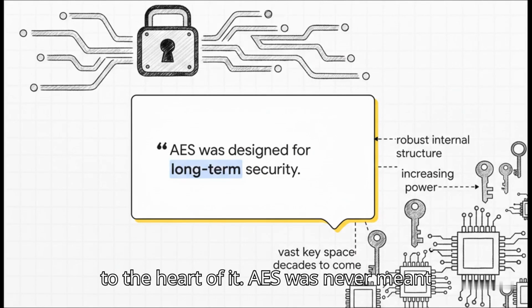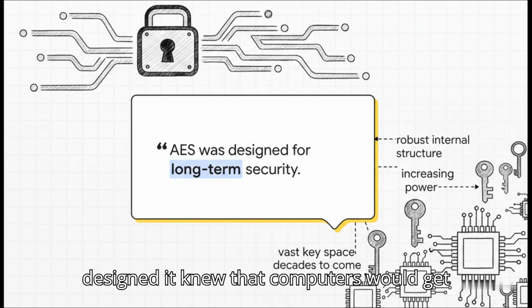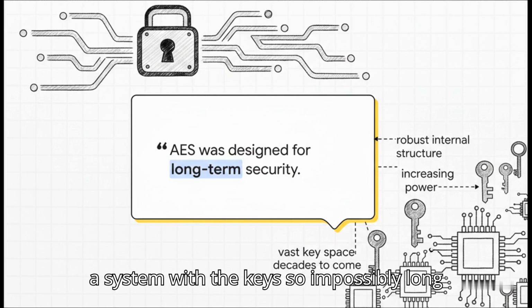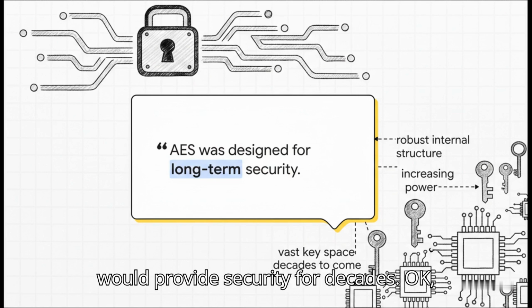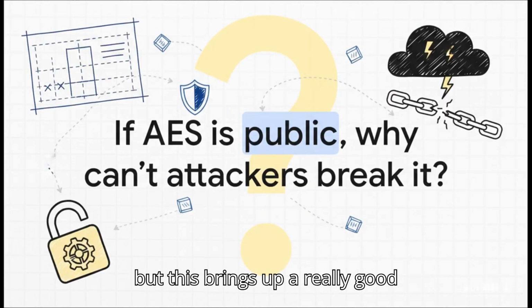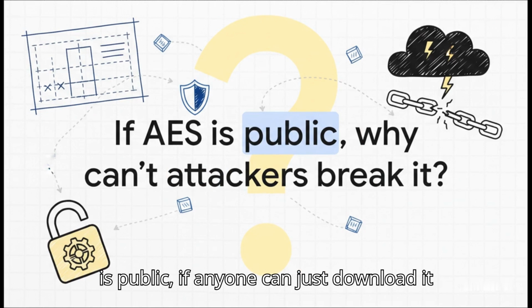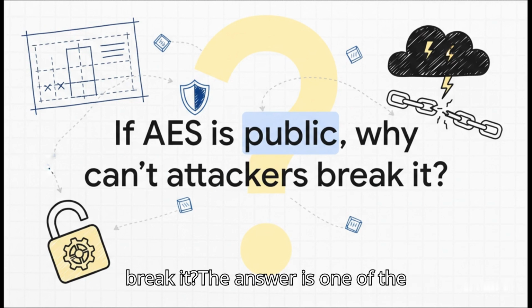And that gets to the heart of it. AES was never meant to be just a patch. The people who designed it knew that computers would get faster and more powerful. So they created a system with a key so impossibly long and an internal design so tough that it would provide security for decades. Okay, but this brings up a really good question. If the entire blueprint for AES is public, if anyone can just download it and read how it works, then why can't hackers just use that information to break it?